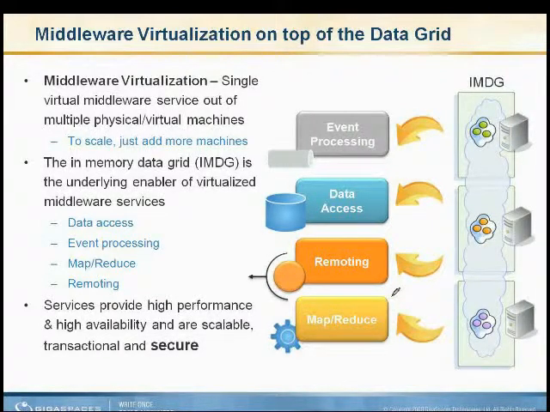Now the underlying infrastructure that the data grid provides here is, of course, high performance, high availability through in-memory replication to peer members in the network, and scalability. The data grid itself, of course, is transactional, so all of those services can be transactional if you choose to make them transactional. And the last thing, it also provides security, and that's what we're going to talk about today.